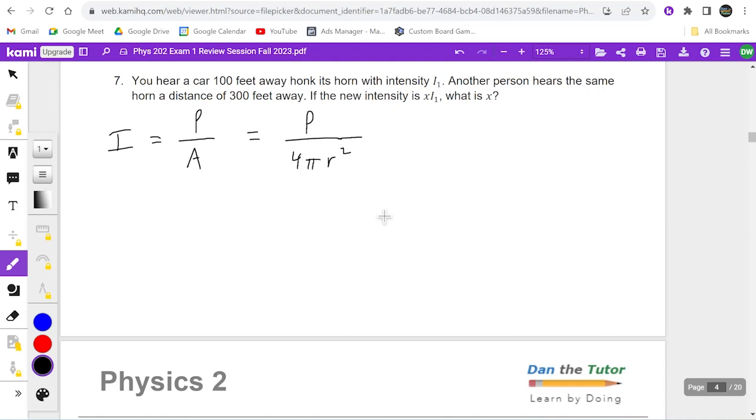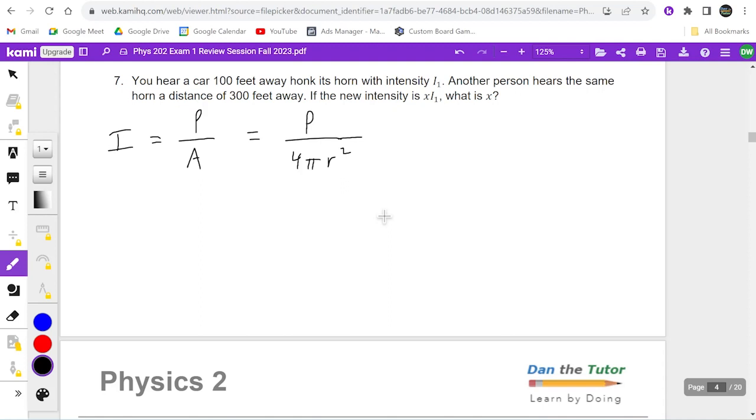So now we're going to read the question. You hear a car 100 feet away honk its horn with intensity I1. Another person hears the horn a distance of 300 feet away. If the new intensity is x times I1, what is x? So some of you may be thinking, hey, this sounds like a Doppler effect problem because there are different distances and you're hearing a car. And this is almost a Doppler effect problem, but the problem is I'm asking about intensity, which is fine.